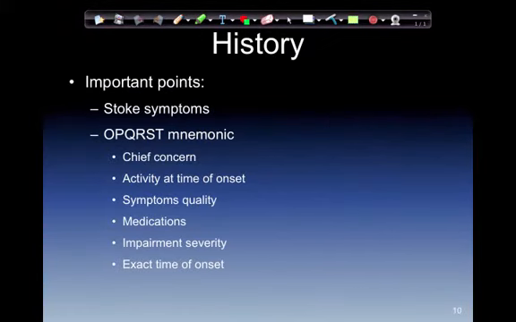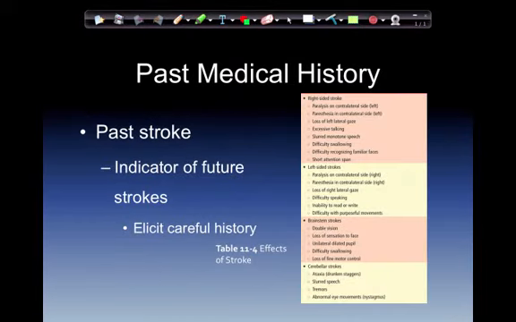History. Important points with stroke symptoms: did they have a headache, numbness, weakness? Are they more clumsy than usual? Use the OPQRST mnemonic: chief concerns, activity at the time of onset, symptoms and the quality of the symptoms, medications they're on, impairment, severity on a scale of 1 to 10, or gauge that for them due to the weakness. The more information we get from them, the better. Exact time of onset. A past stroke is an indicator for future strokes, and we should elicit a careful history.